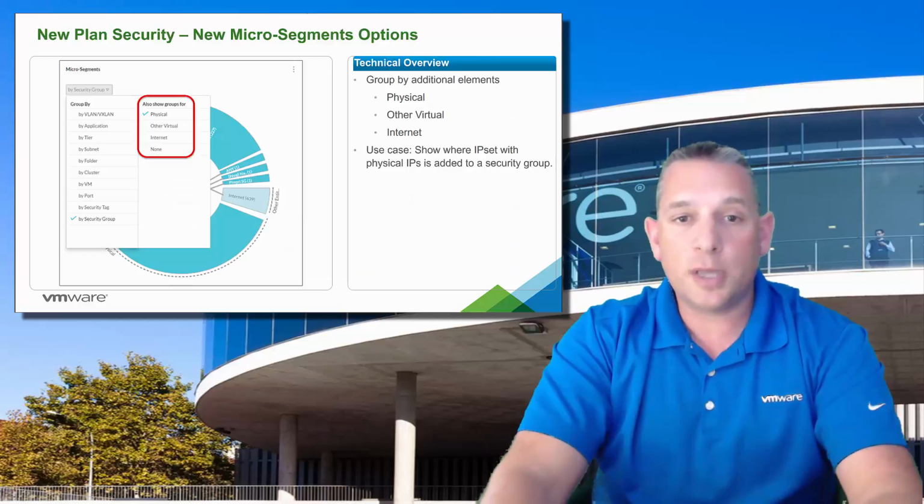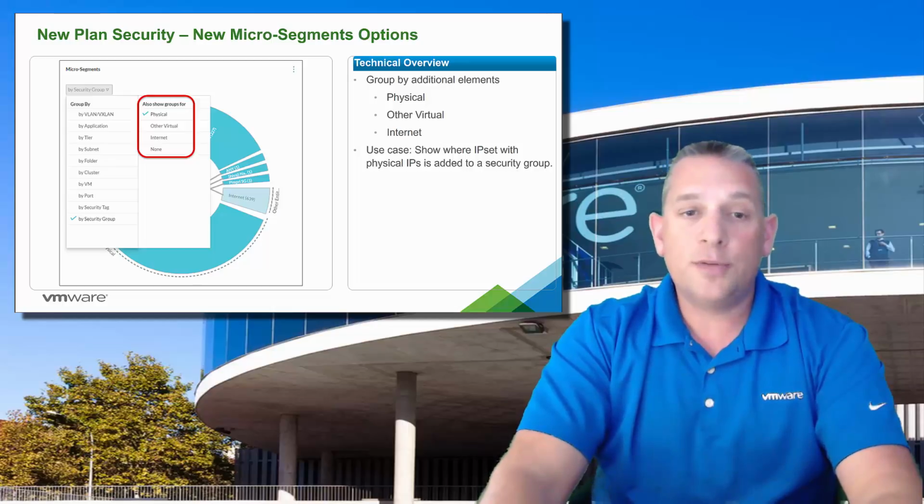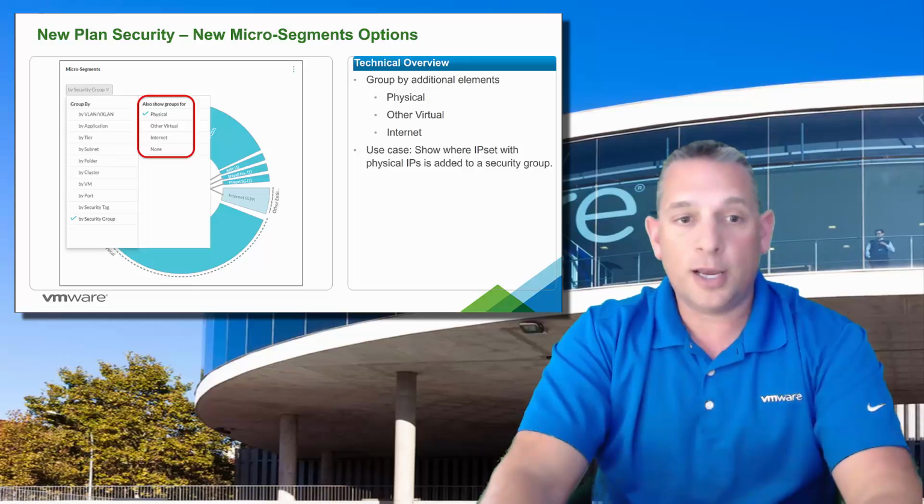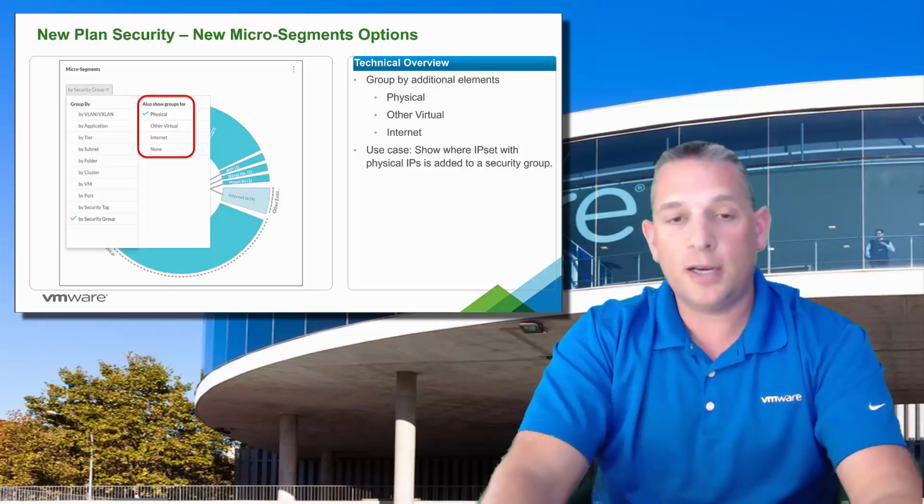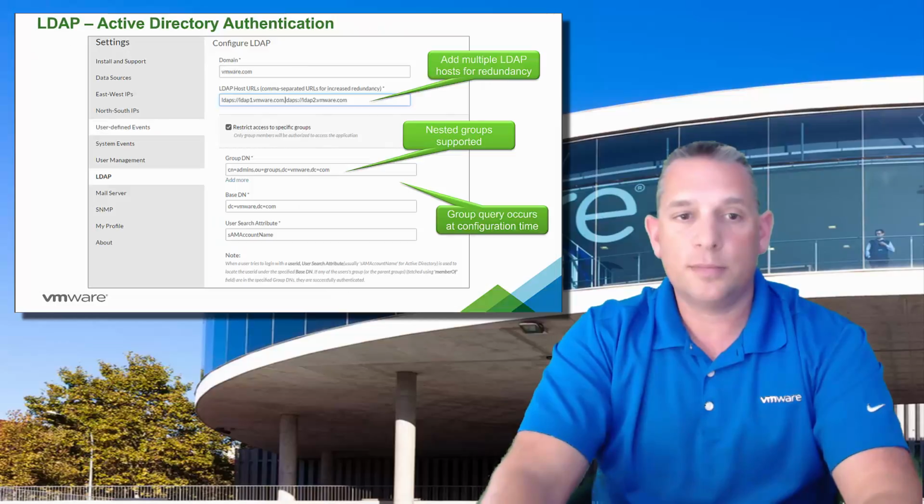We've added some additional sub-group by elements under the planned security area. The group by selection has now been moved to the left-hand side of the pane. This allows you to view more detailed groups such as physical, other virtual, internet, and none. So again, giving you more options, making it easier to find that particular set of information that you're looking for.